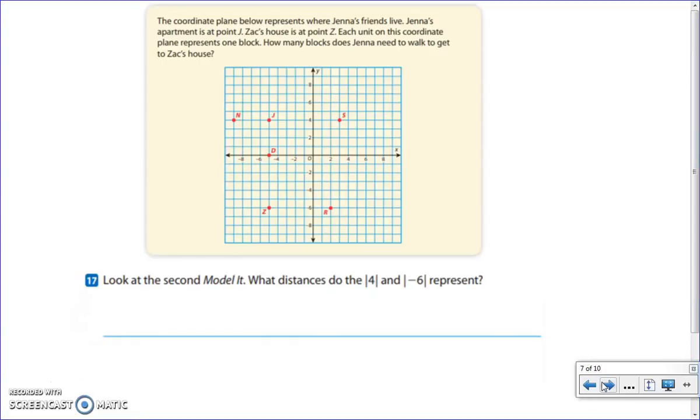It says look at the second model. What distances do the absolute value of 4 and absolute value of -6 represent? Well, the absolute value of 4 represents the distance from J to the x-axis, or from 4 to 0. And the absolute value of -6 represents the distance of Z to 0, or Z to the x-axis.